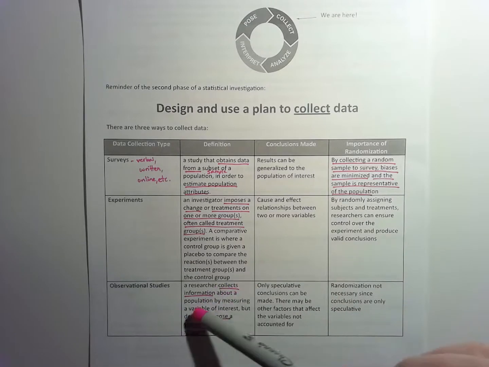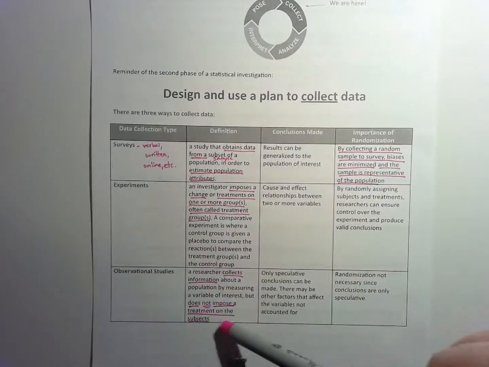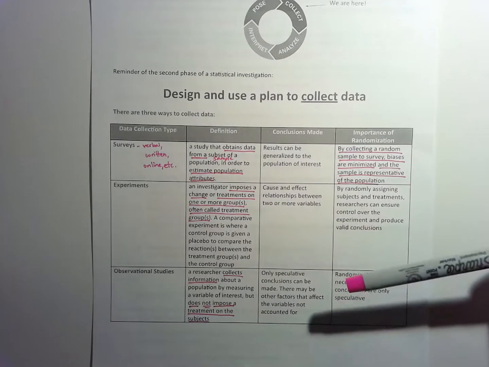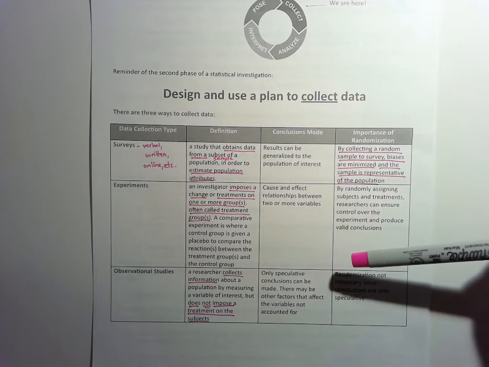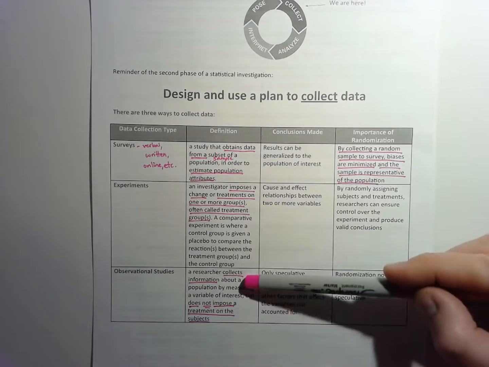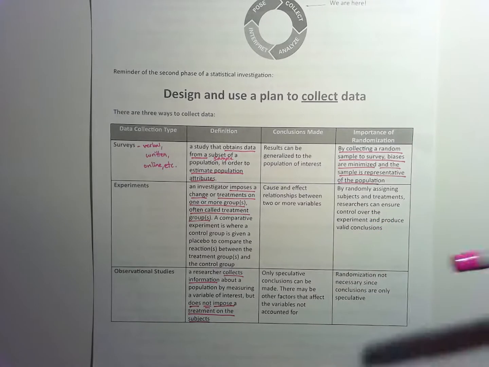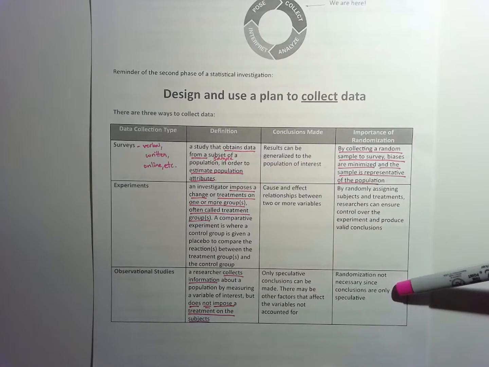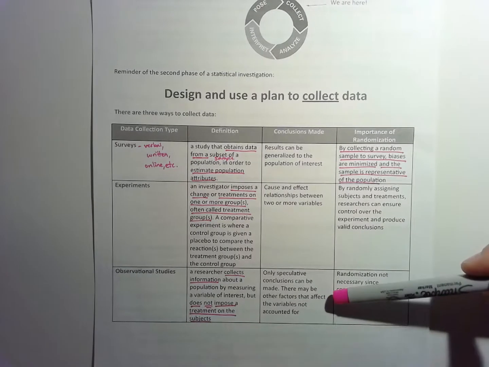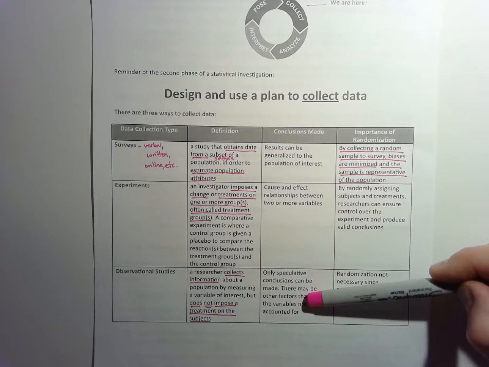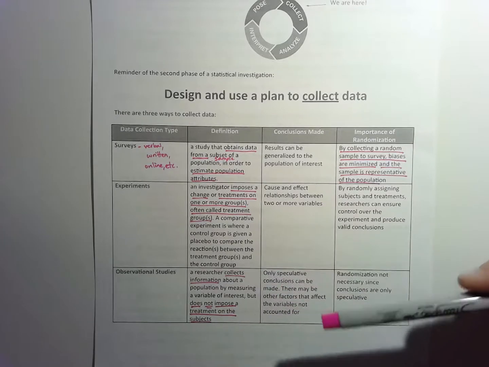The third type is observational studies. This is when a researcher collects information, so it's things that have usually already happened, and they're just asking about those things. Like a lot of times we research how pregnant women's diet affects their babies and things like that. We research about foods that we eat and how it affects the rate of diabetes and things like that. Notice randomization is not necessary since conclusions in this case are only speculative. We are not making any sort of definite statements. We're just kind of looking at the relationship between behaviors sometimes to see if there's a connection.